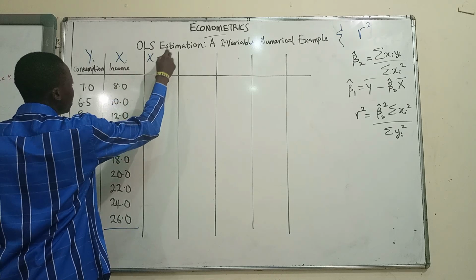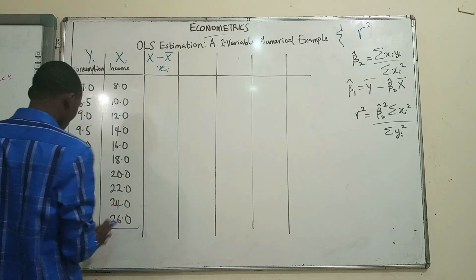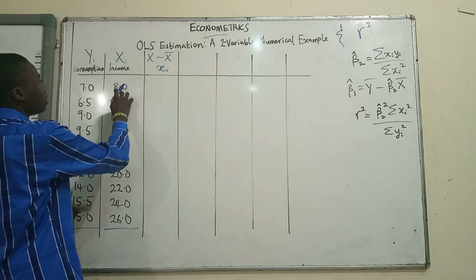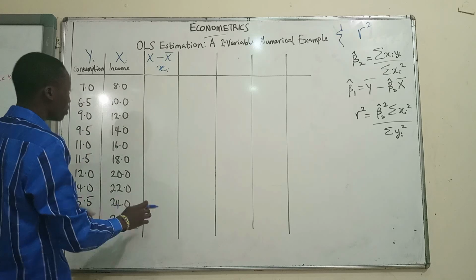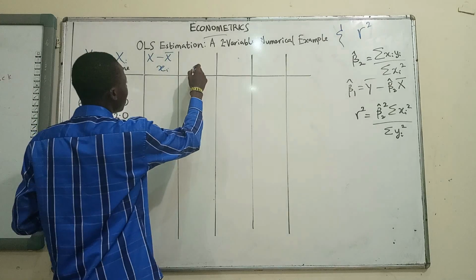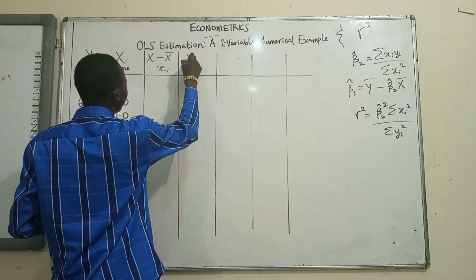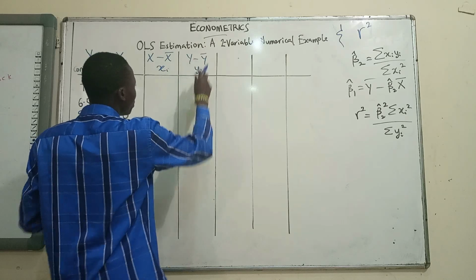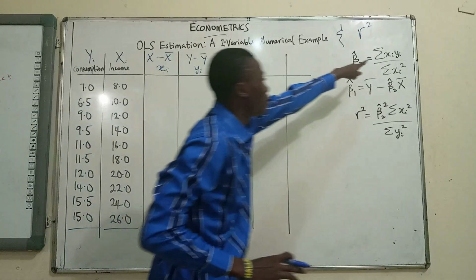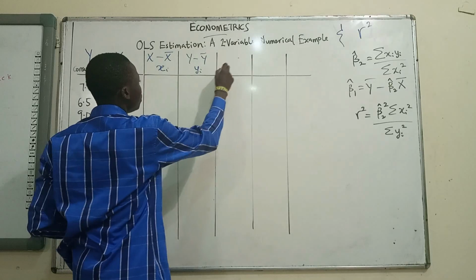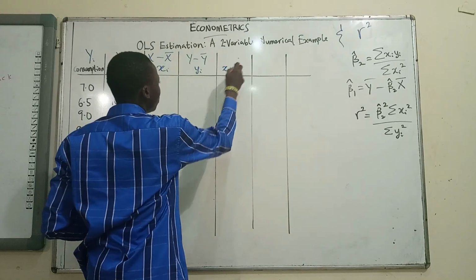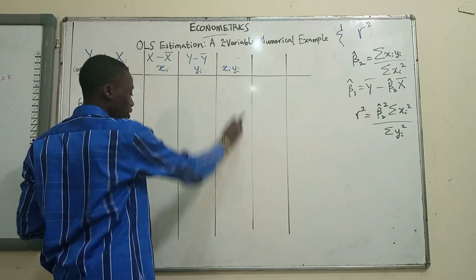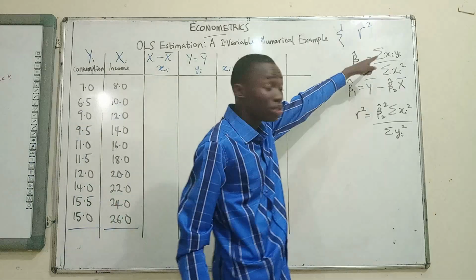That is x minus x bar. So when we compute our mean, we say 8 minus the mean and do it for the rest. Same thing to get our deviation from the mean for y minus y bar. So with that, we can then take the product of the deviations, and the summation will give us what we need.